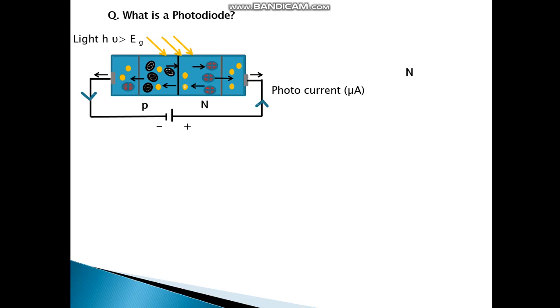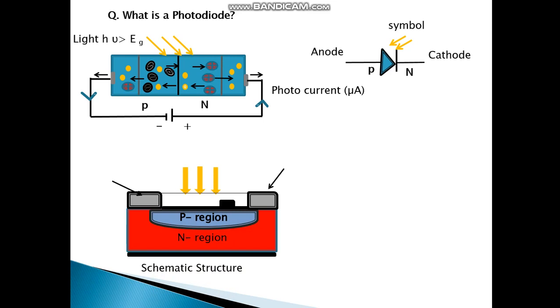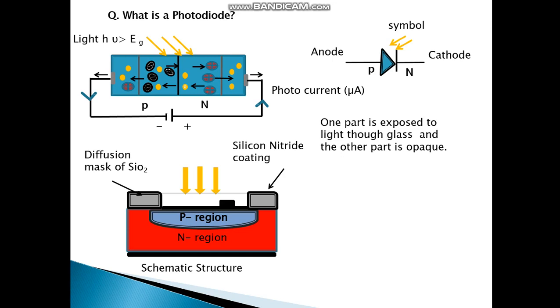Now let's see what a photodiode is. As the name suggests, photo means light. When light is incident on the PN junction, there is current. This is the symbol. The light enters, as you can see from the arrows on top. That's the schematic structure. The diffusion mask of SiO2 is near the P region. There is a silicon nitride coating. One part is exposed to light through the glass and the other part is opaque.